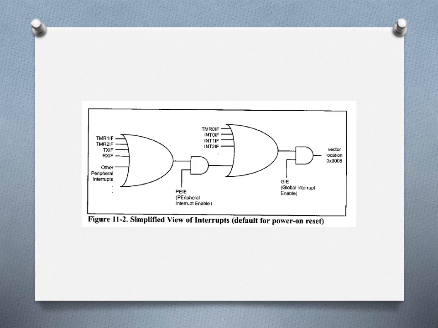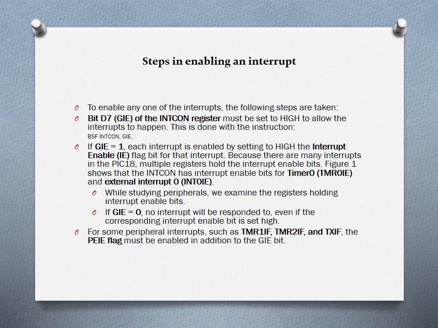All these will be enabled only if the global interrupt enable is set. So any kind of interrupt can work only if the global interrupt enable is set. Only then will any interrupts be serviced. And again, the peripheral interrupt enable has to be set for timer 1, timer 2 and serial communication interrupts. So the vector location will be of a higher priority or a low priority based on the priority of the interrupts.